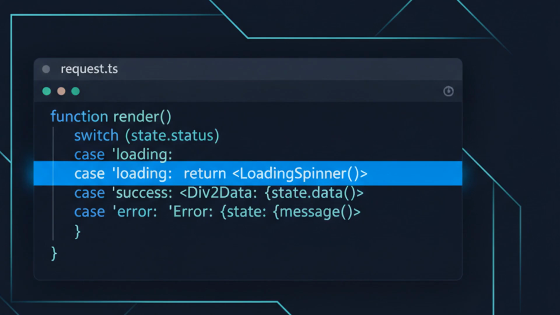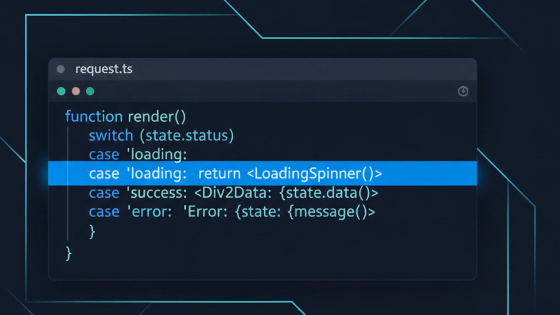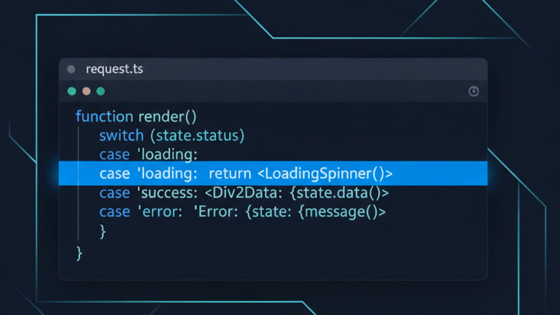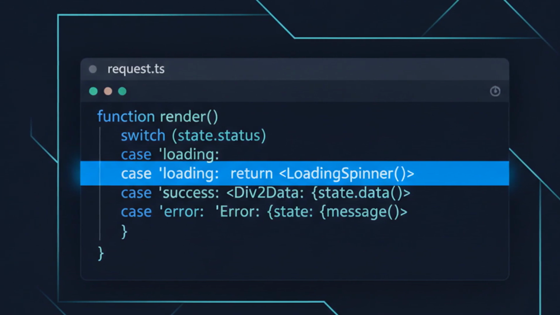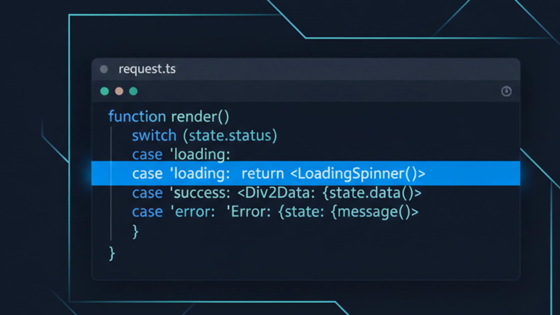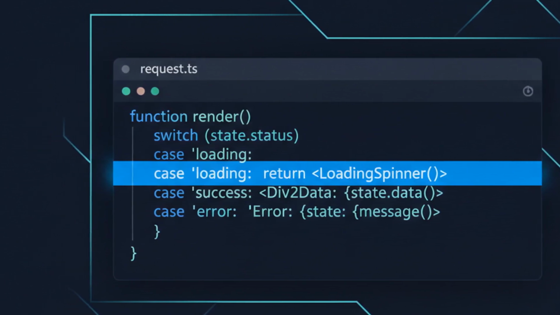Now watch the magic. We switch on the status field. Inside the success case, TypeScript knows state.data exists and is safe to use. Inside the error case, it knows state.message exists. Try to access data in the error branch, and it stops you. The discriminant guides TypeScript to the exact right shape in every branch.